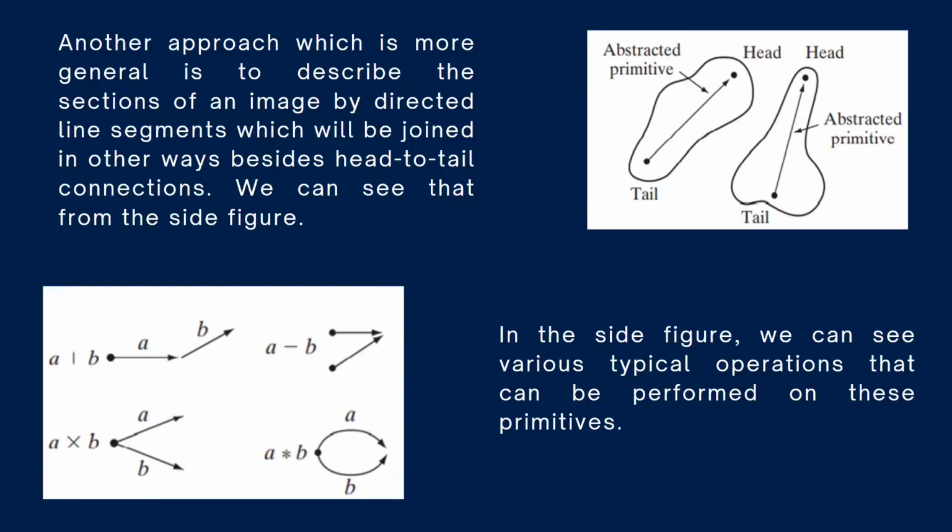Another approach, which is more general, is to describe the sections of an image by directed line segments which will be joined in other ways besides head to tail connections. We can see that from the first image. In the second figure, we can see various typical operations that can be performed on these primitives such as a or b, a minus b, a into b, etc.